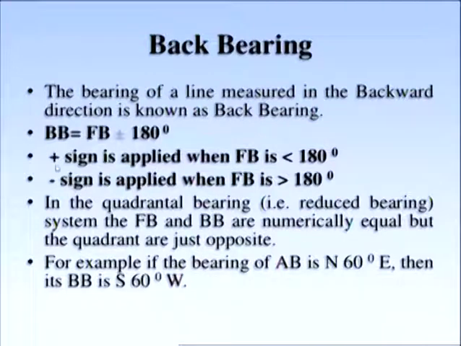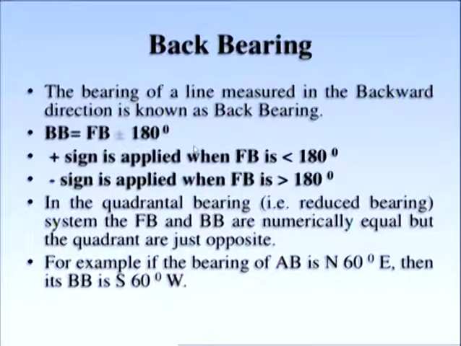So in the quadrantal bearing, that is the reduced bearing system, the fore bearing and back bearing are numerically equal, but the quadrants are just in the opposite direction. The equation which we are using here is for finding the value in a whole circle bearing. From fore bearing to back bearing and from back bearing to fore bearing, in the whole circle bearing system, we use plus or minus 180 degree.